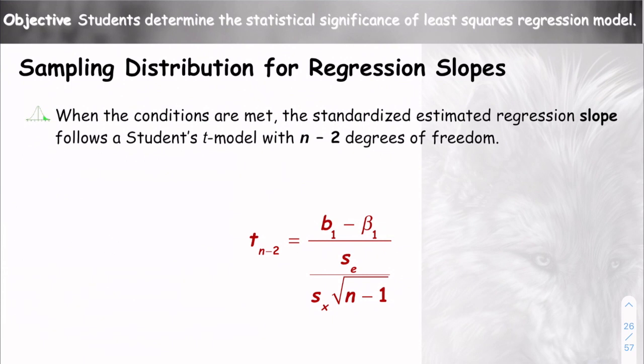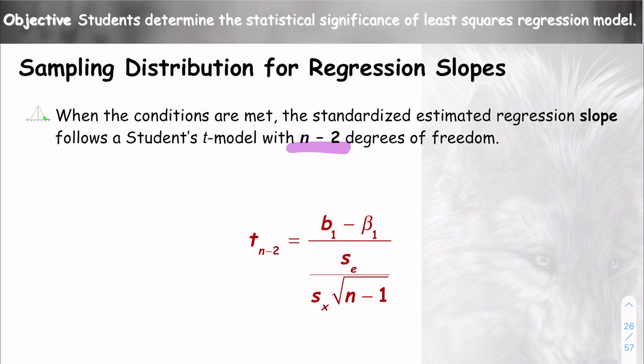So when we put those together, and this should also look familiar to you guys, when the conditions are met, the standardized estimated regression slope follows the student's t-model, this time with n minus 2. And if you want to know why it's n minus 2, just like we had before, when we didn't know the true mean, we said n minus 1. This time we have much more going on, so we say degrees of freedom is n minus 2.